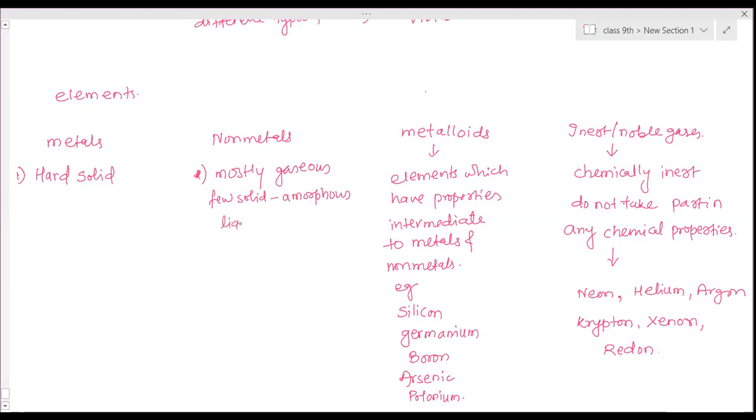And there is only one liquid non-metal, that is bromine. Bromine water we call it. Metals are hard solids, the exception is sodium. The liquid metal is mercury. And sodium, potassium, lithium are soft metals, which can be cut easily with a knife.